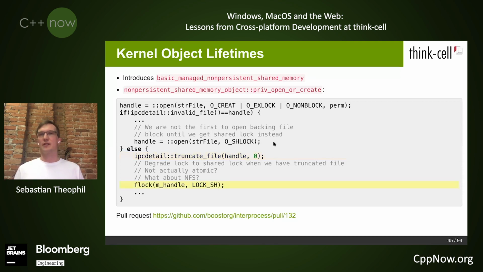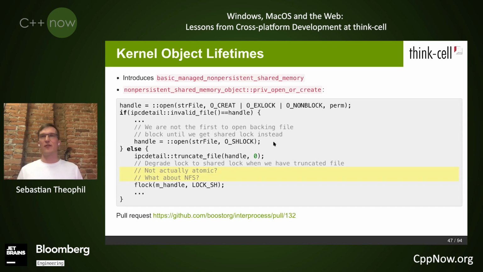And then it degrades the lock to a shared lock and goes on with its life. And if acquiring the exclusive lock initially failed, we end up here and we just wait until we get a shared lock. And so in the end, everybody has acquired a shared lock. That seems to work well in practice.